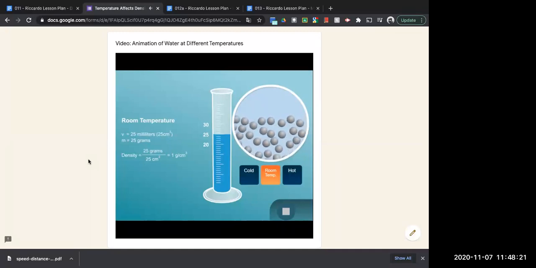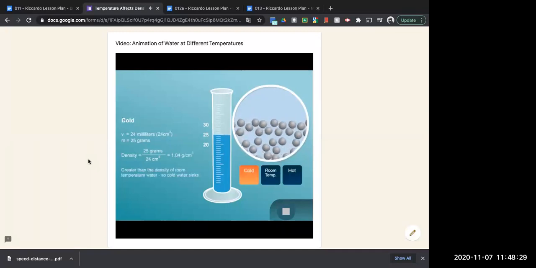Now take a look at the animation of the molecules. You'll notice that they're moving, they're sliding around, and there's a certain spacing between them. Now we've cooled the sample down. If you notice carefully, the space between the molecules is smaller. They've moved closer together, and they've also slowed down.